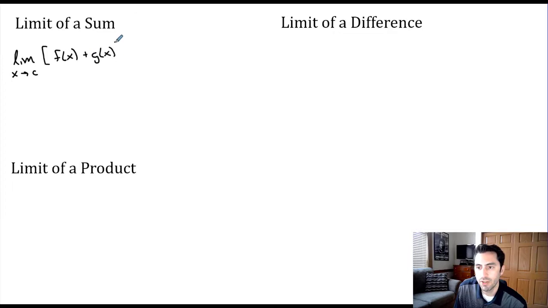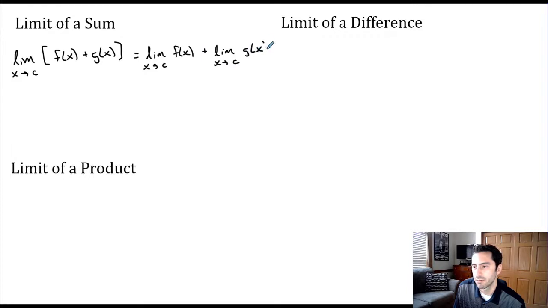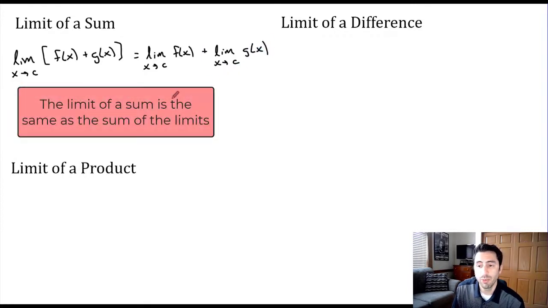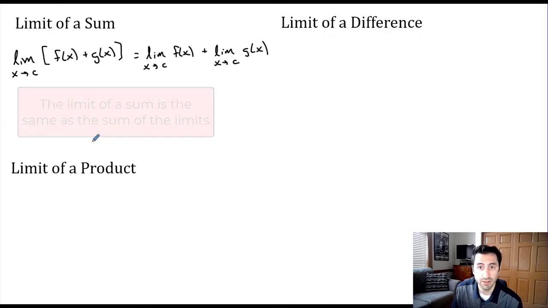So I have two functions that are added together. The limit of this is exactly the same as the limit of each one individually. So the limit as x approaches c of f of x plus the limit as x approaches c of g of x. So the limit of a sum is the same as the sum of the limits.